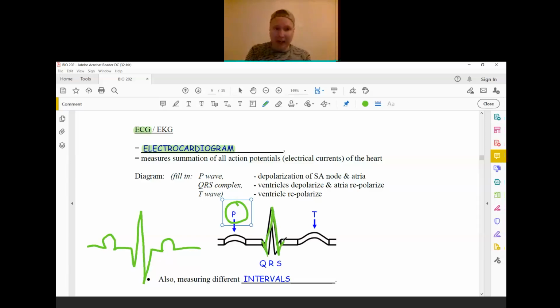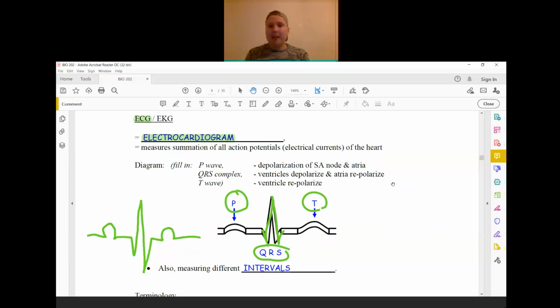This is known as our QRS complex. During this time, the ventricles depolarize and the atria repolarize. And finally, we have our T wave, during which the ventricles repolarize. So you should know the P, Q, R, S, and T from this EKG trace.